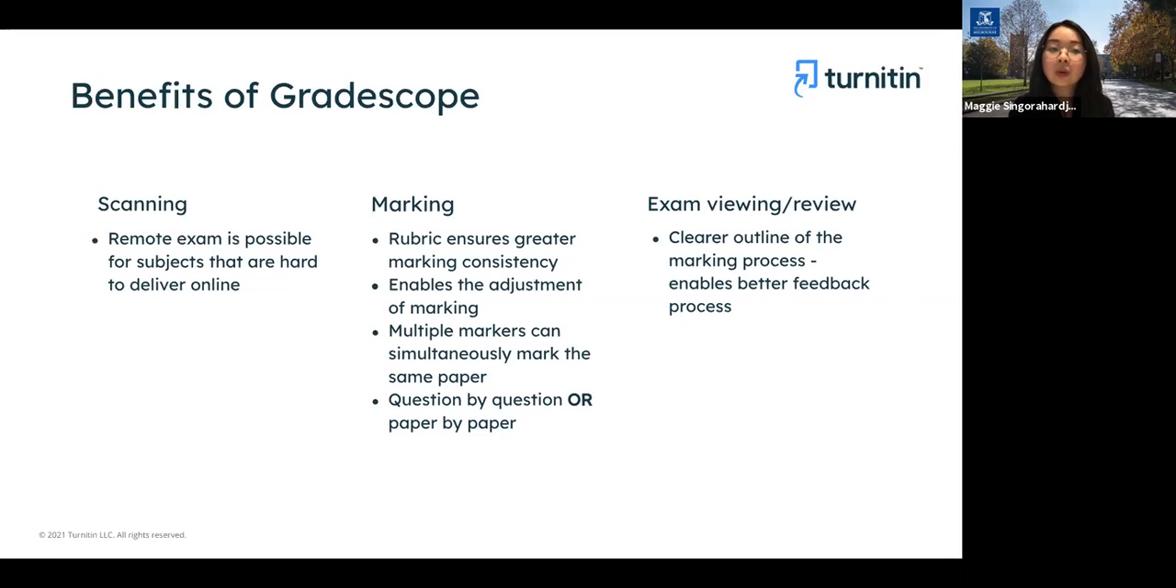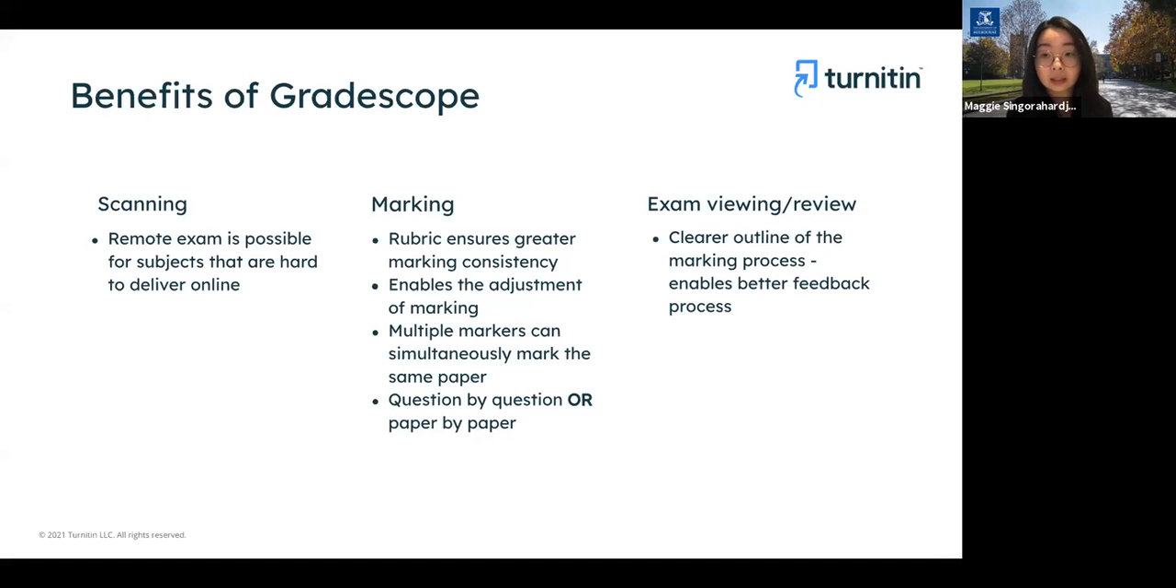Thanks, Chuck. So some of the benefits of Gradescope that we've seen here can be categorized into three main categories. The first one is in terms of scanning. This scanning and upload ability that Gradescope has enables remote exams for subjects that are hard to deliver online. So for instance, anything that needs to be handwritten, this scanning and uploading will enable the exam to be carried out, even if it's remotely.